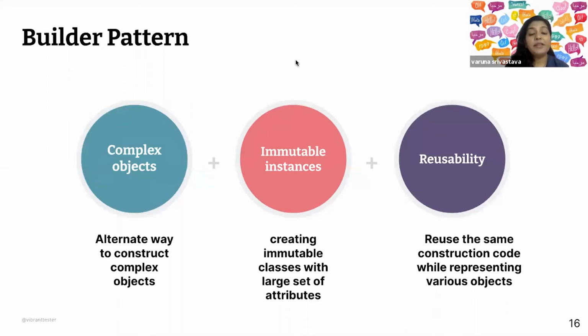So your address itself would have 20 different attributes altogether. Your payment itself will have different attributes, and your user profile will have a set of other attributes based on different geographical locations, based on different languages. Your payment and address attributes might also differ. So builder helps in reusing the same construction code while representing your various objects.